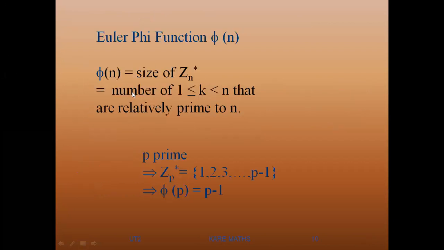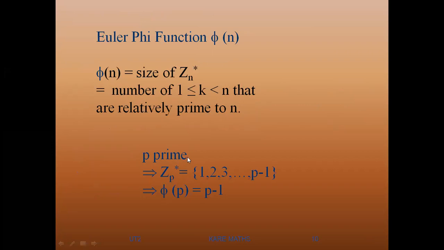Next, Euler phi function, phi of n. So what is this phi of n? Phi of n is nothing but the size of Zn asterisk, where Zn is modulo n. It is the number of k, 1 less than or equal to k less than n, that are relatively prime to n. We're just taking the numbers relatively prime to n.